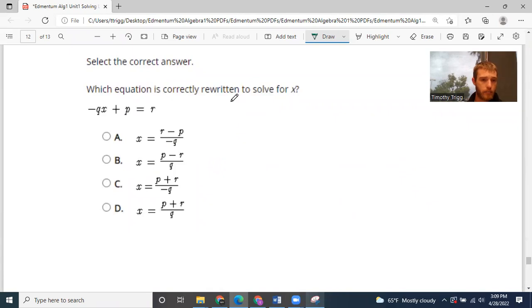Solve for x here. My first step will be to subtract p on both sides of the equation. Okay, so that'll give you negative qx. I give my q's a little tail here, so I don't confuse them with a 9. Equals r minus p. Okay, see if you could solve it from there.